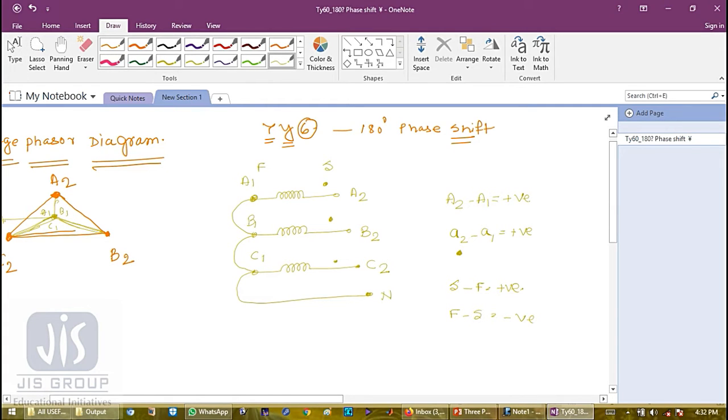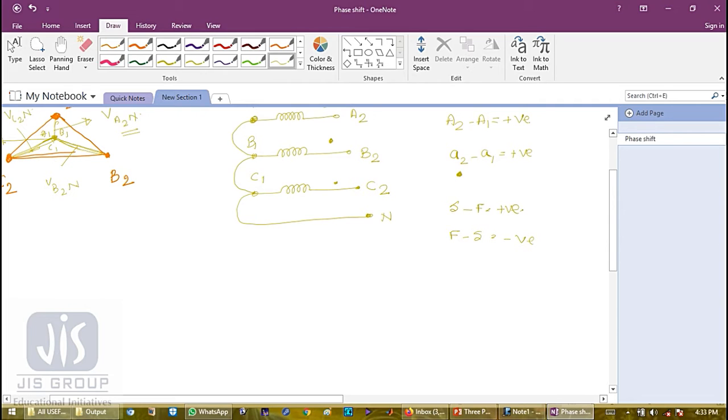Now look, we need a 180-degree phase shift. This is my A to N, so this phase voltage is V A to N. Similarly, this is my V B to N, and this is my V C to N. A 180-degree phase shift means it is completely opposite to this V A to N. So let me draw the secondary phasor. This is my primary phasor.